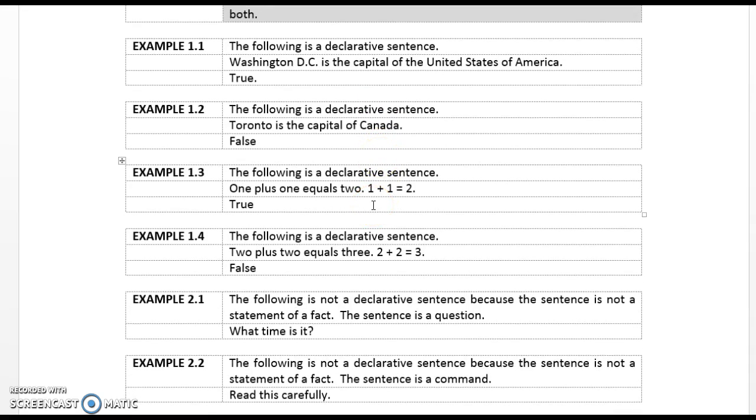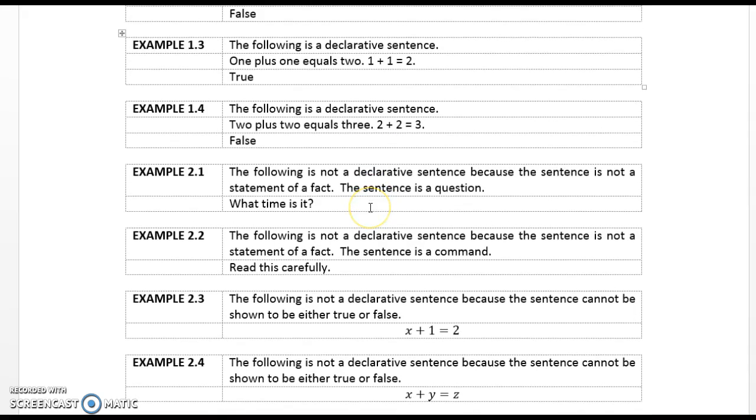Example 1.1. The following is a declarative sentence. Washington, D.C. is the capital of the United States of America. This statement is true. Example 1.2. The following is a declarative sentence. Toronto is the capital of Canada. This statement is false.